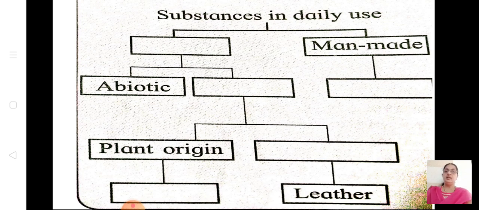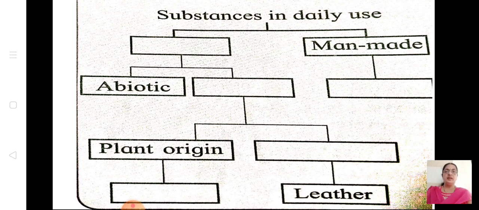So it is divided into 2. What is that? You will write natural and man-made. Under natural there are 2 types that you will write down. See, this is another form of tree diagram. See, branches you can see down below and below. So under abiotic and what living things are called, that you will write. Under living things there are 2 types. One you will write, plant origin. What will be the other one? You know. Example of plant origin you will write. An example of animal origin, leather, is given. So example of man-made you can write under man-made.